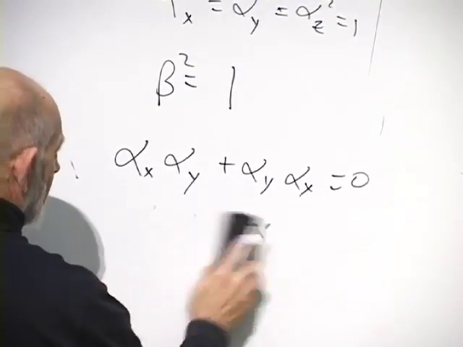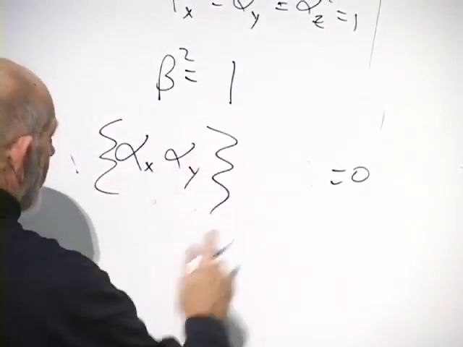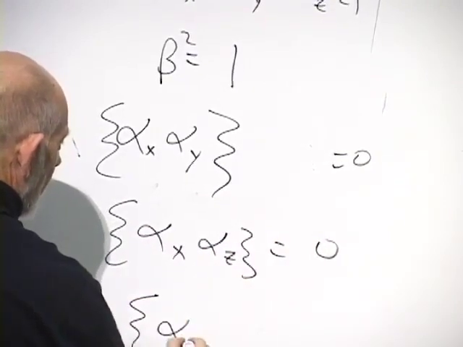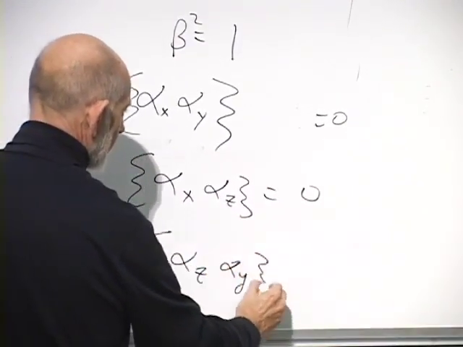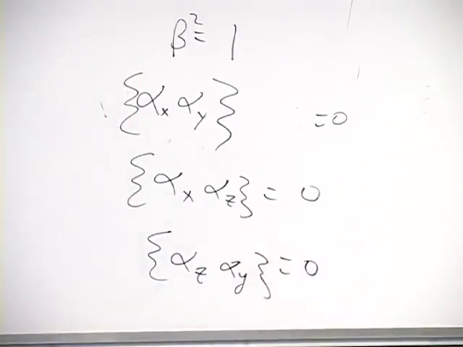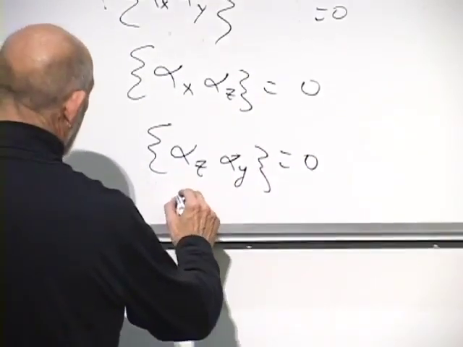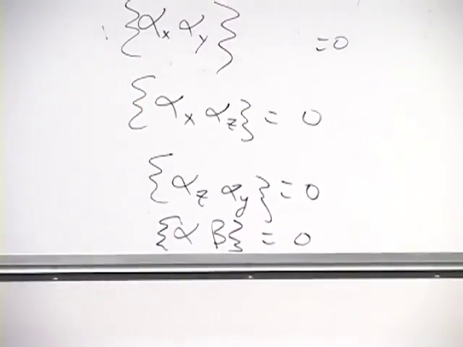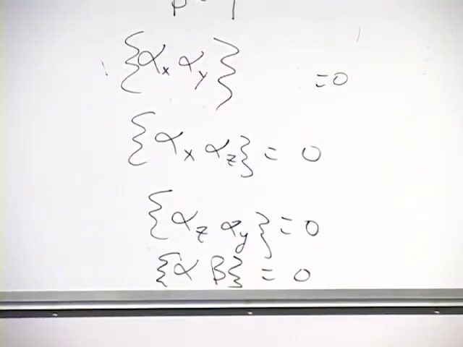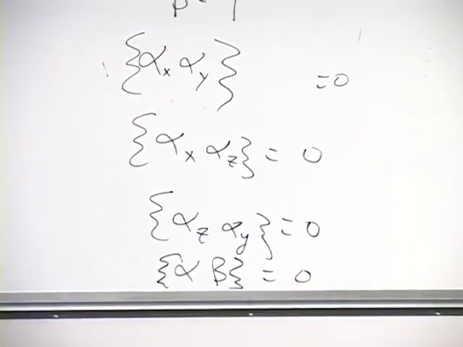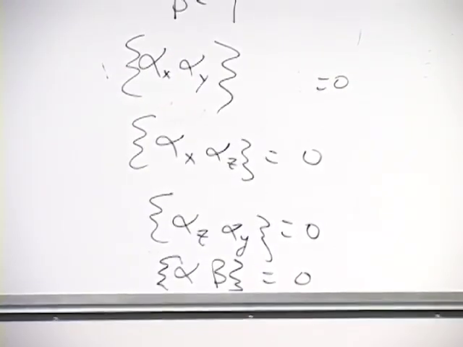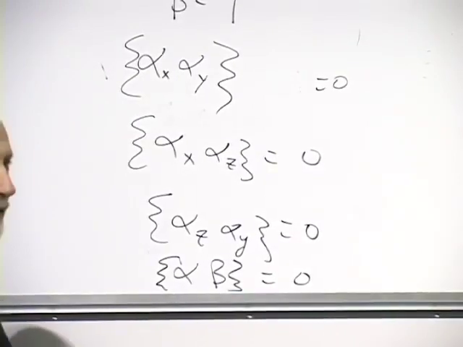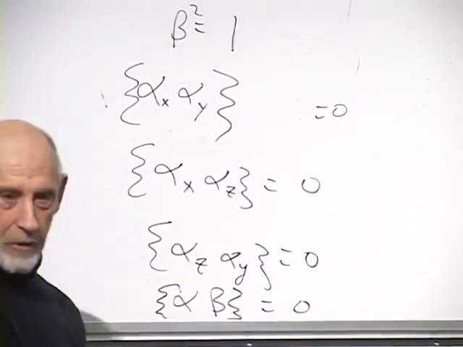We can write this in a neater notation. Anti-commutator of alpha x, alpha y equals 0. Anti-commutator of alpha x, alpha z equals 0. And anti-commutator of alpha z with alpha y equals 0. What about anti-commutator of alpha x with alpha x? Oh, sorry, and one more. Any alpha with beta should also be equal to 0. What's the anti-commutator of beta with itself? 2. Because it's beta times beta plus beta times beta. Okay? Right. So we can summarize these commutation relations just by saying that everybody's anti-commutator with himself is 2. Everybody's anti-commutator with somebody else is 0.